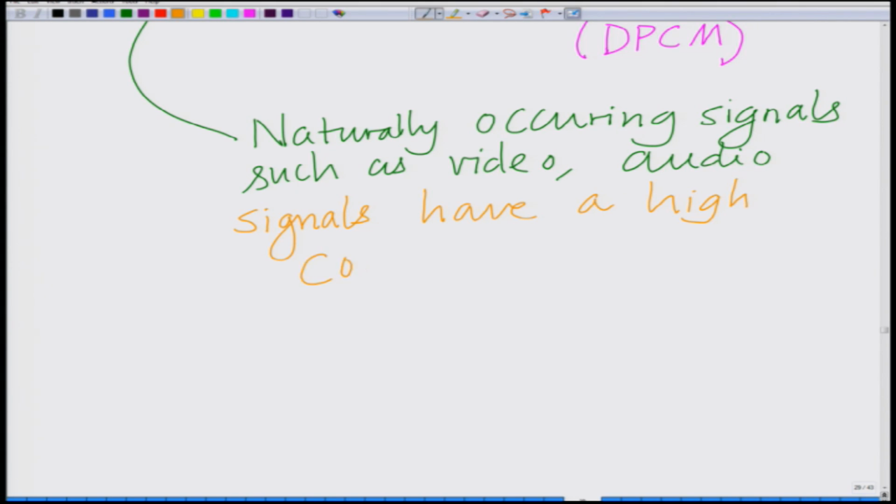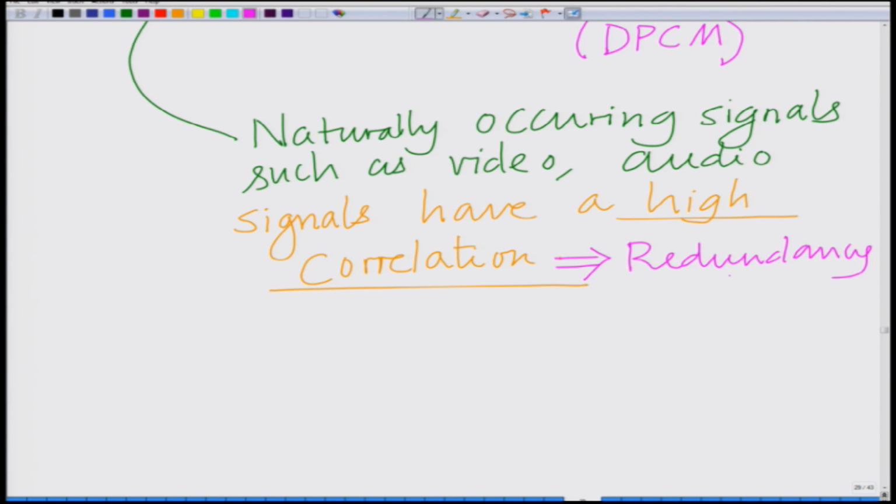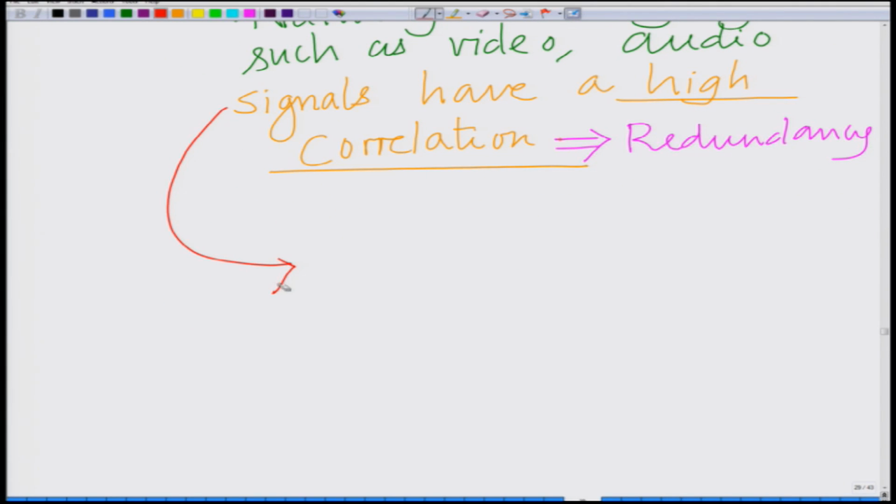are very highly correlated. High correlation also implies that these have a very high redundancy, which implies that the bit rate can be significantly reduced by reducing the redundancy.